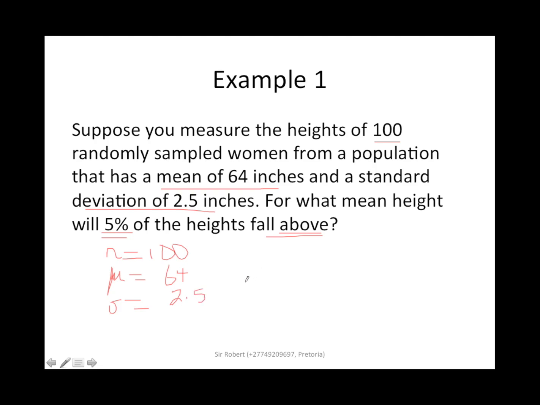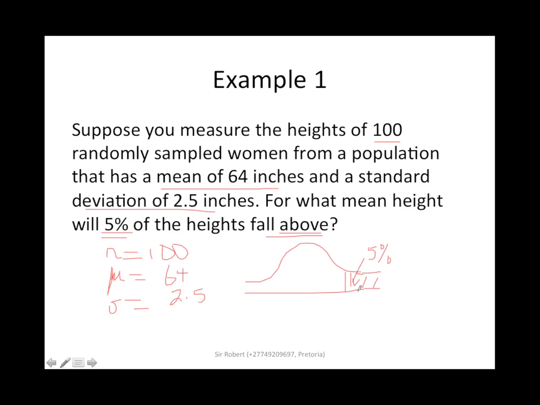So when we draw our graph, we want to know the 5% above. So it means we are looking at this area. So let's shade it. This area should be 5%. So this is the area. We are not interested in this one. We want this one, which is above.